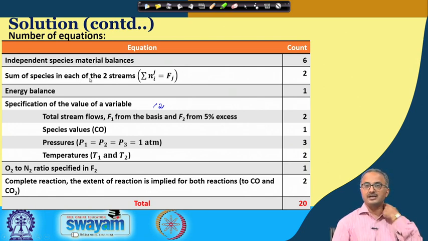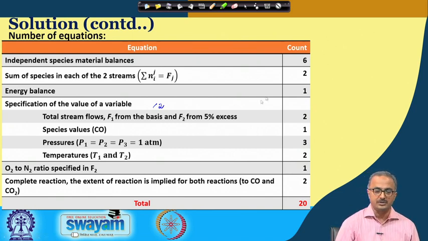Now once you are writing the species material balance, there is no need to write the overall material balance. Now sum of species, as I was telling you, will count to the total stream flow, and for these two streams we are having this total stream flow. Energy balance will always be 1, because energy balance is not done species wise, but it is done for the overall system. So it will always count to 1, and then specification of the values.